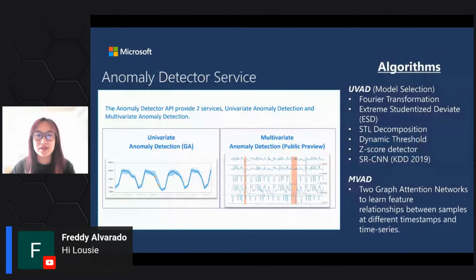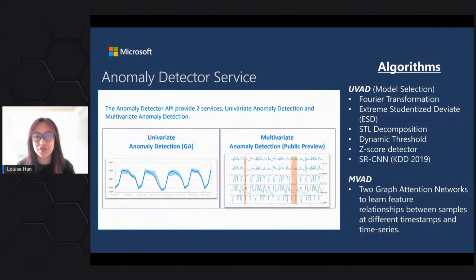So within the Anomaly Detector service, we have 2 features right now. The first one is the univariate to the left, and the second one is the multivariate anomaly detection. So the difference between them is pretty simple. For example, for univariate anomaly detection, you can see there is only one variable, which is one time series data here. So in univariate, we will detect one variable's anomalies.